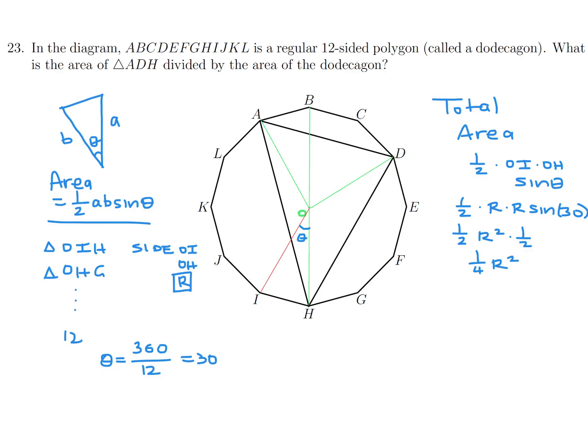Correct? Yeah. But this was just one triangle. I think this was representing triangle OIH. But we want the whole thing, so the total area would be 12 times that. So 12 times 1/4 r squared, and therefore that's 3r squared. So that is very important. That's the first step.